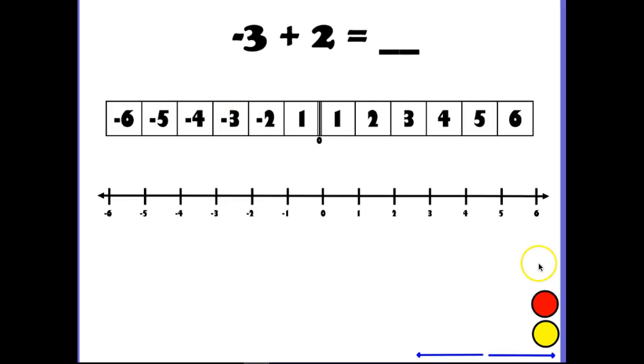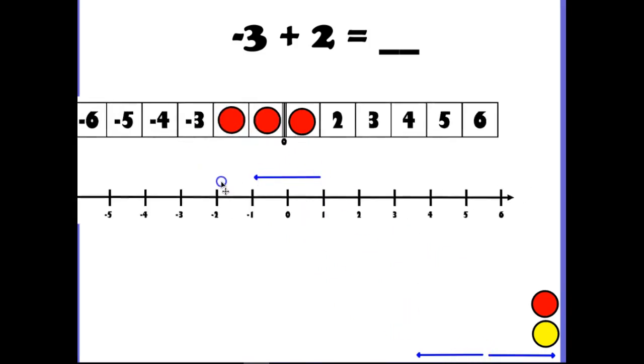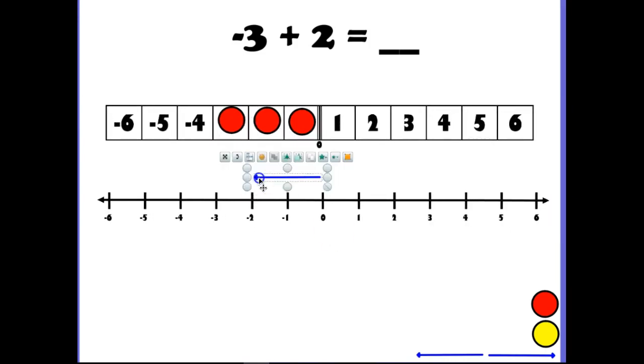Here, we can also model it with counters. -3, so I'm going to go ahead and take our line and put it to -3. And now I'm going to add a +2. So how are we going to add a +2? I'm just going to take two positives and put them on top of my negatives already, because that is creating 0 pairs.